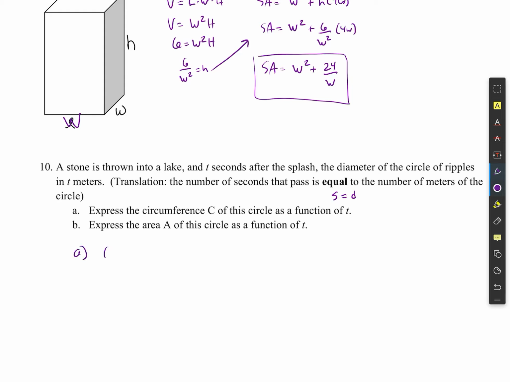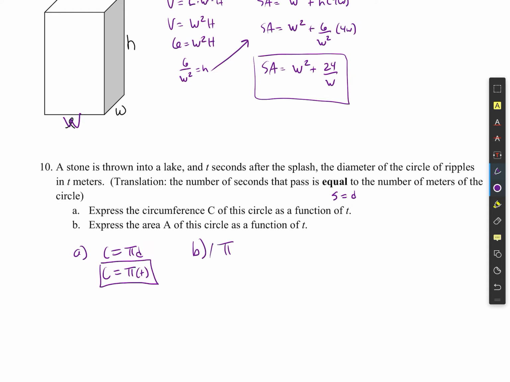So part A, circumference equals pi times diameter. Circumference equals pi times time. So if it's 5 seconds, the diameter is 5 meters. 10 seconds, the diameter is 10 meters. Express the area of the circle as a function of time.